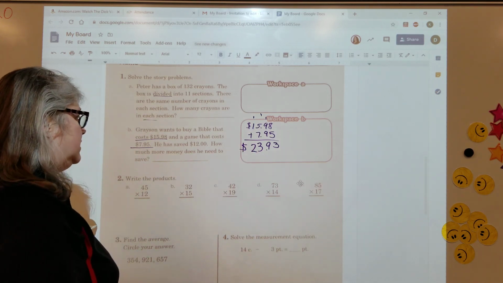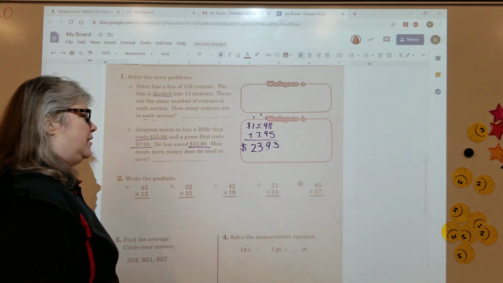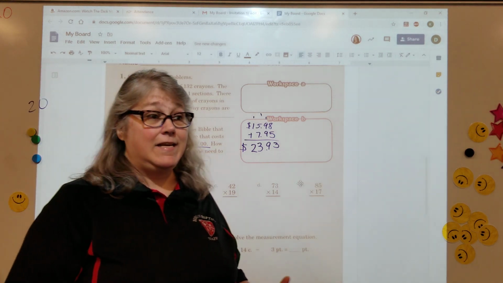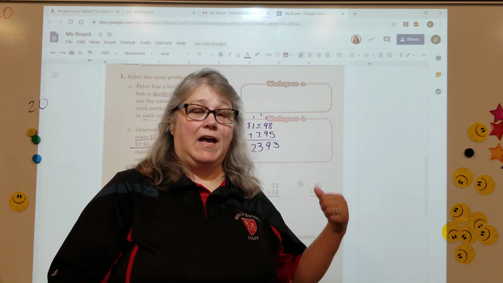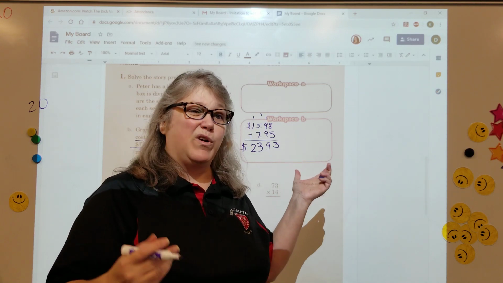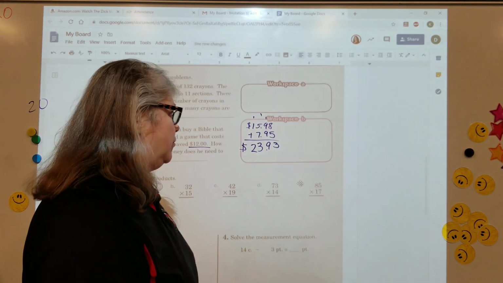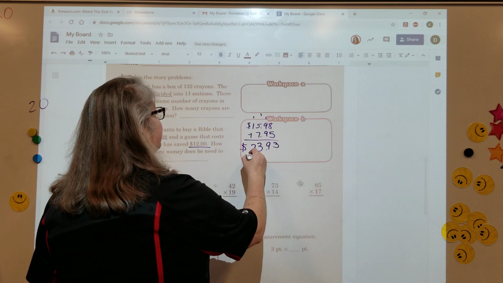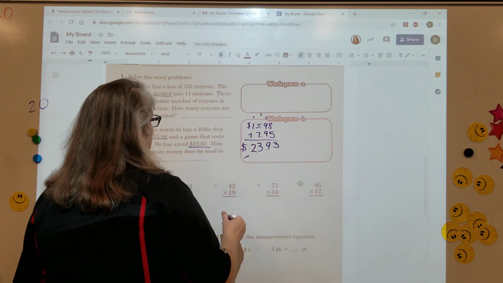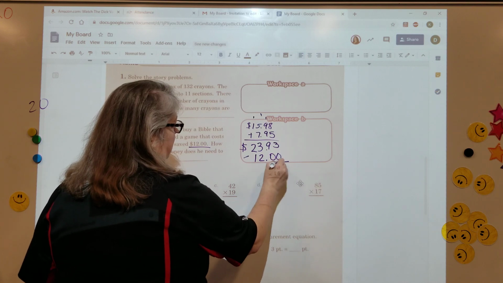Now he already has some money saved. This is what he needs to save. And they need to know how much more money he needs to buy it. So if he has some saved and he has the total, we need to find the difference. Anytime we need to find the difference, we're going to do what? If you said add, you're wrong. If you said subtract, perfect, because that's what you need to do.